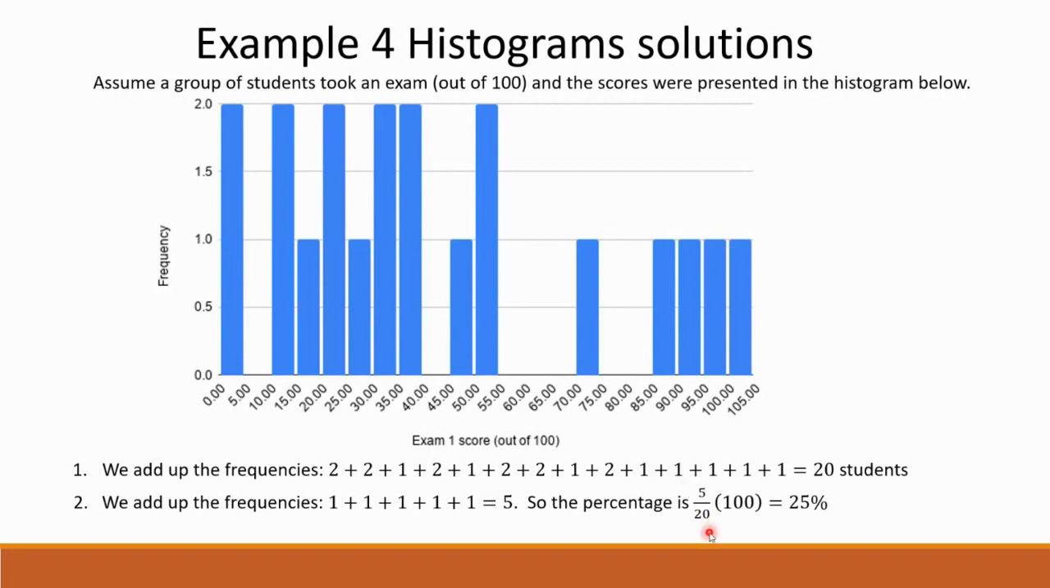So it's 5 out of 20 times 100, right? We're asking now what percentage is 5 of 20? Well, 5 divided by 20 times 100, which is 25%. So that's what we get here. So, just some examples with reading histograms. Are there any questions about this?